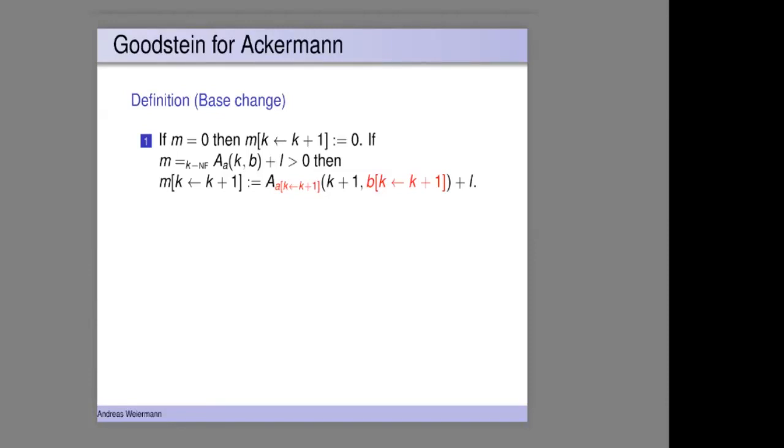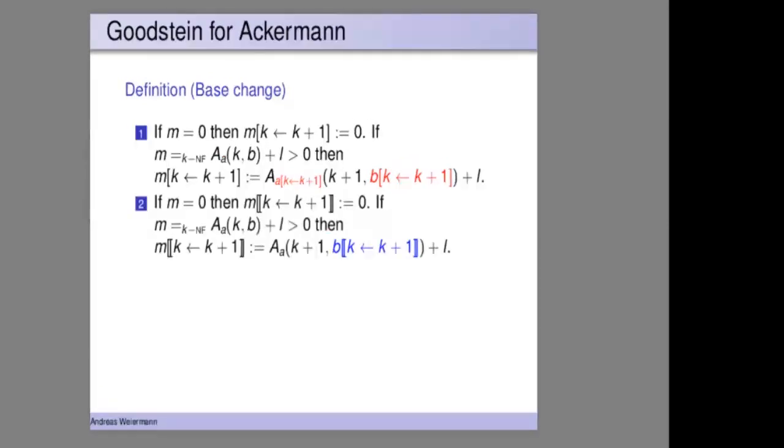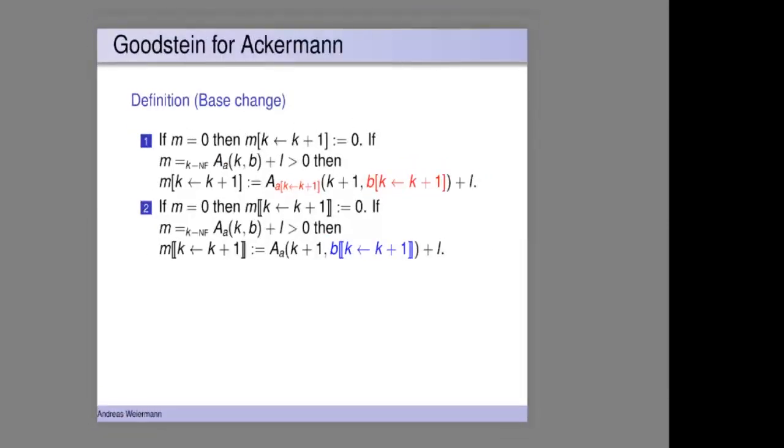So that's a double base change in a and b, and I move the parameter k to k plus 1. The second base change, which I'm interested in, is just doing a base change in the second argument of the Ackermann function, so not in the small a, but just in the second argument b. So the rest is just the same.